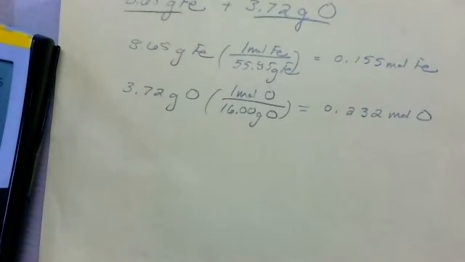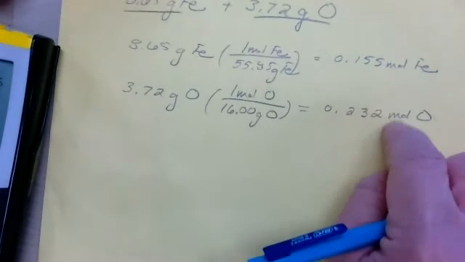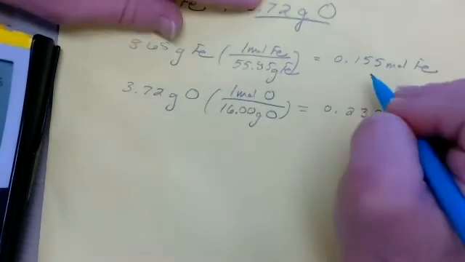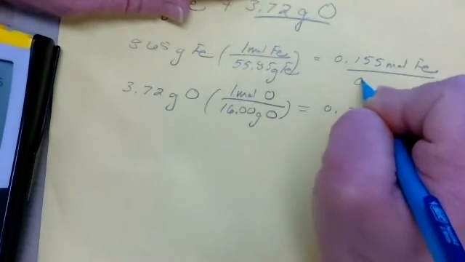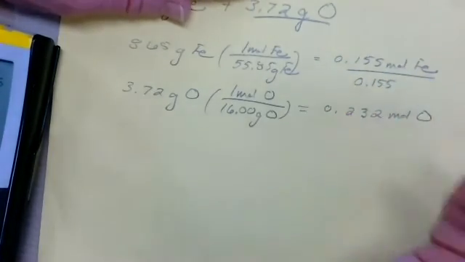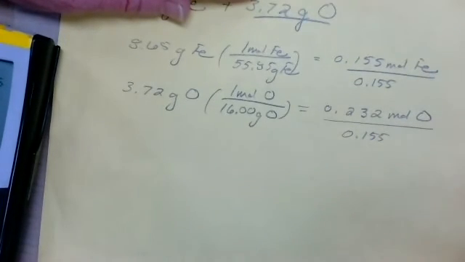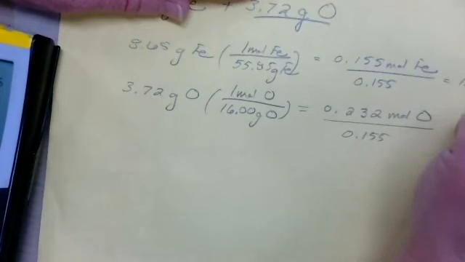All right, Sam, what do we do now? So we have moles of each element. That's okay. You divide it by the smallest. And your smallest is? Iron. Yes. So dividing that by 0.155, dividing this by 0.155, we of course get 1.